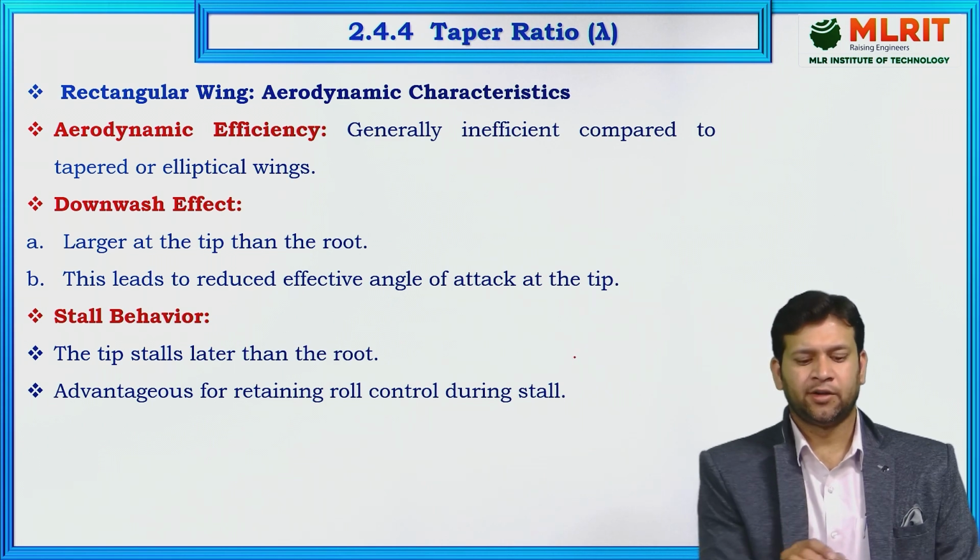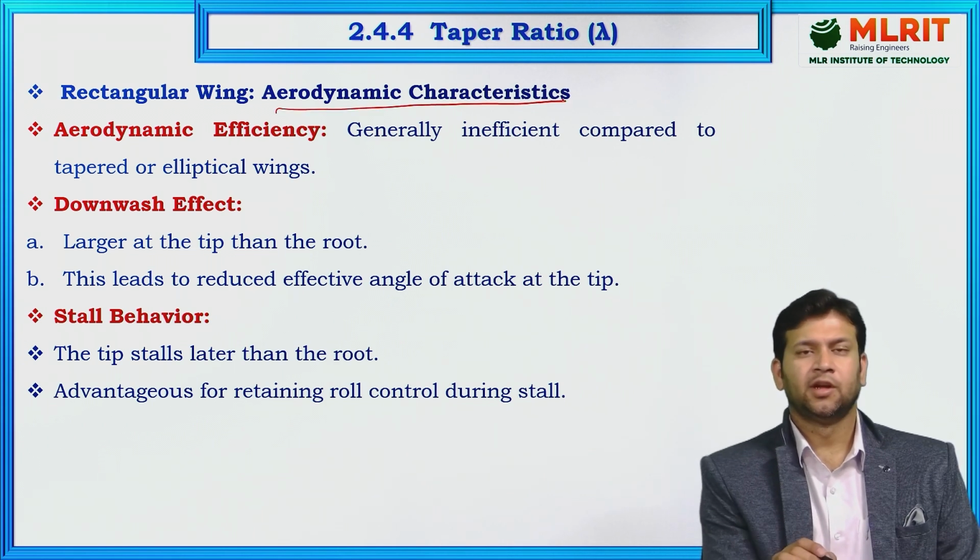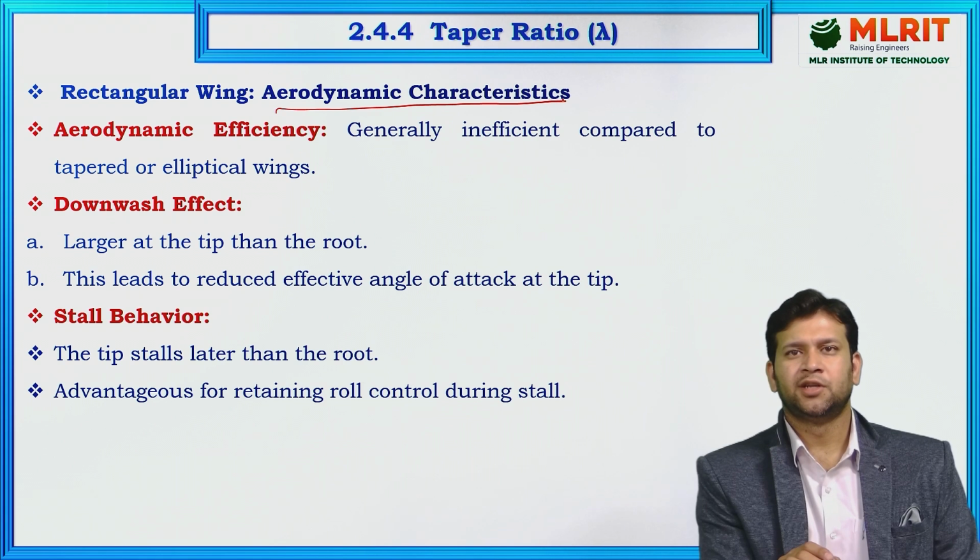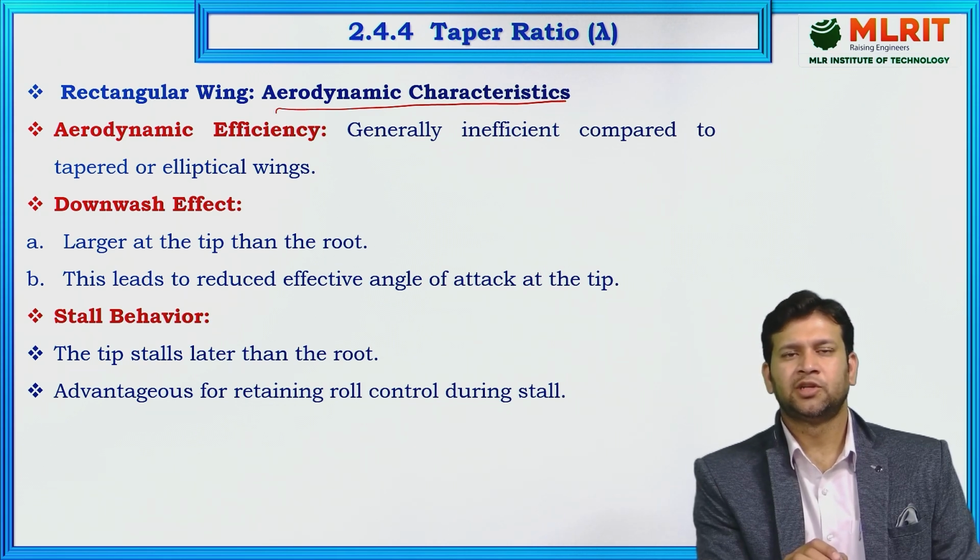Rectangular wing aerodynamic characteristics. Aerodynamic efficiency: generally it is inefficient compared to tapered or elliptical wings. Downwash effects are larger at the tip than the root, which leads to reduced effective angle of attack at the tip. The tip stalls later than the root and this is advantageous for retaining roll control during stall.